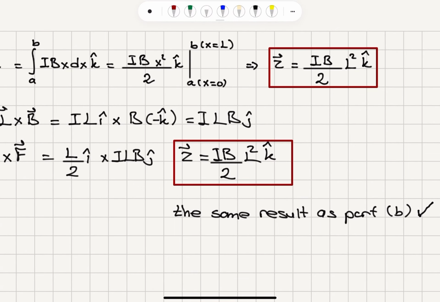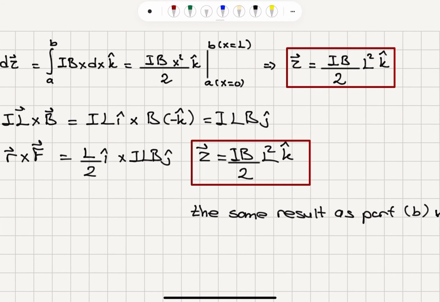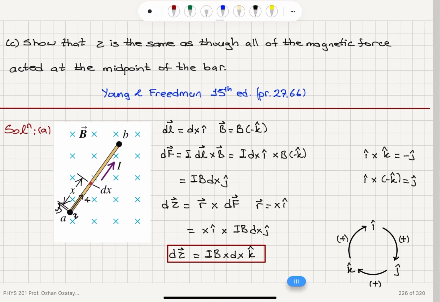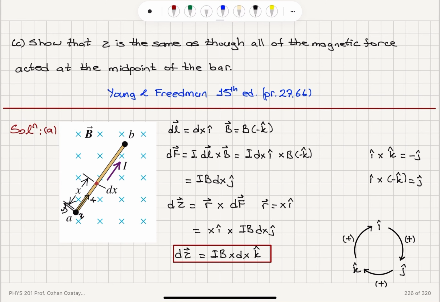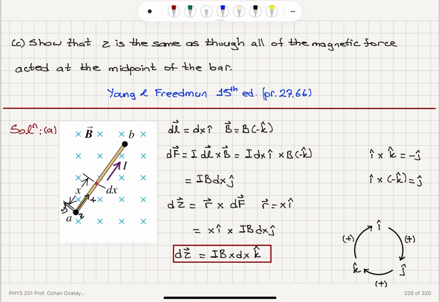If I integrate this from x equals 0 to x equals L, I B x dx k hat, that gives me I B x squared over 2, and the distance between point B and A is L, so I B L squared over 2. If I assume all the force acts on the midpoint, the position vector of the midpoint is then going to be L over 2. The total force is I L cross B, which is I L B j hat. So R cross F gives me the total torque I B over 2 L squared k hat, which is the same result as in part B. So this is true. The tau is the same as though all of the magnetic force acted at the midpoint of the bar.